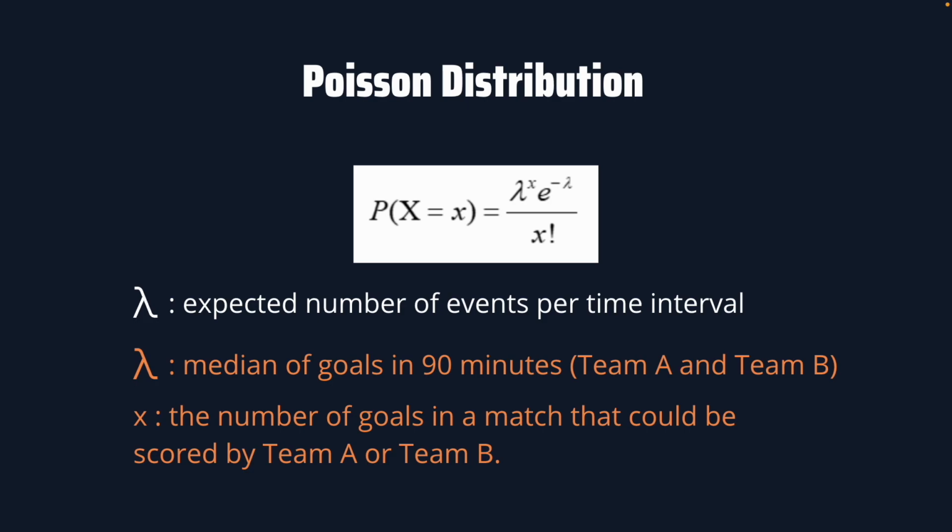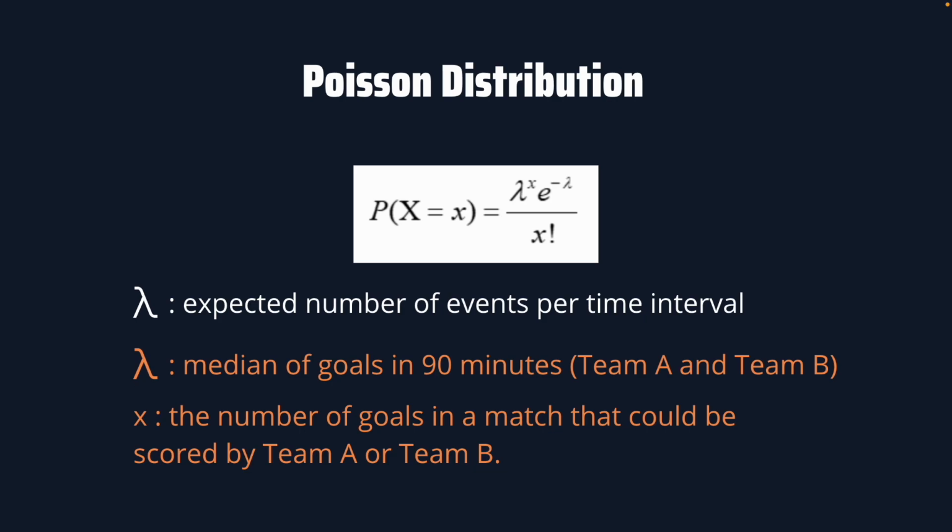So we're going to have 2 lambdas, and then we have the x, and the x represents the number of goals in a match that could be scored by team A, or the home team, or team B, also known as the away team. So a match, for example, can be like the final score 3-2, and we have the x for the team A, which is 3, and the x for team B, which is 2 in this example.